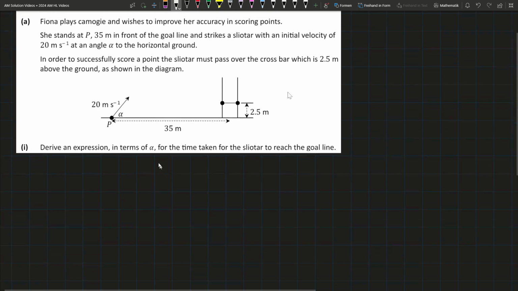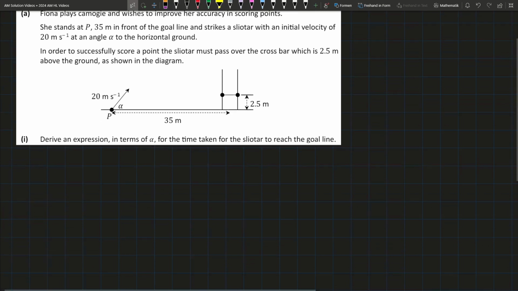Since the goal line is to do with the horizontal distance, we will deal with the x direction first. So we'll have S, U, A, and T. We're not going to bother with V because you usually don't really use it in projectiles. So S is 35 meters. Initial velocity will be 20 cos alpha. Acceleration is 0, and the time is t. So S equals ut.